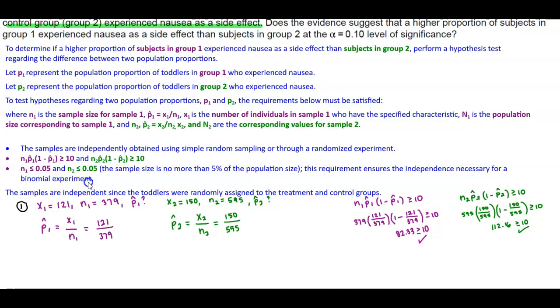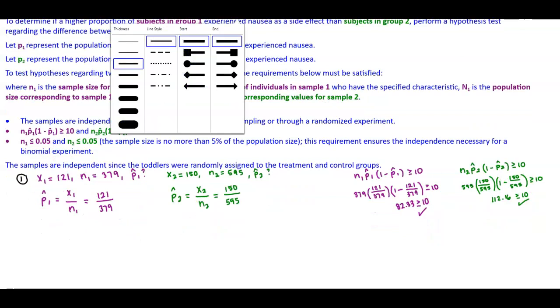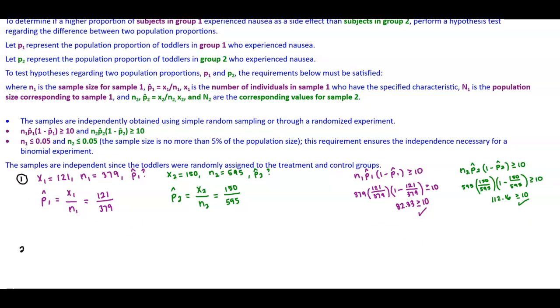So in this case, we want to determine what our null and alternative hypotheses are. Again, the null hypothesis is a statement to be tested, a statement of no change, no effect, or no difference, and is assumed true until evidence indicates otherwise. The alternative hypothesis is a statement that the test is trying to find evidence to support. Now, in this case, the test is being performed to determine if a higher proportion of subjects in group 1 experience nausea as a side effect than subjects in group 2.